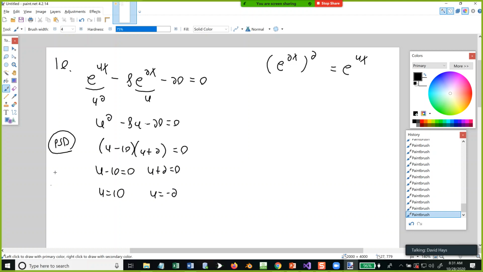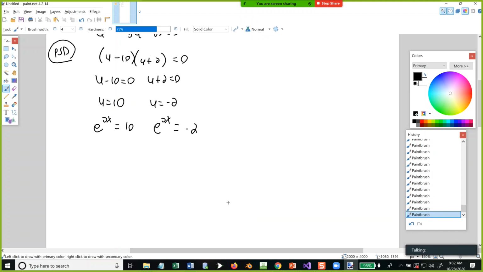Now remember the u substitution, we now want to plug our u equals back in. So whatever we said u is equal to right up here, which in our problem is e to the 2x, is what we're going to plug in down here. So I got e to the 2x equals 10, e to the 2x is equal to negative 2. Now at this point, these are exponential equations that we can solve using those techniques. Step 1, get everything with a variable and exponent by itself on one side. That's done. Step 2, take natural log of both sides.